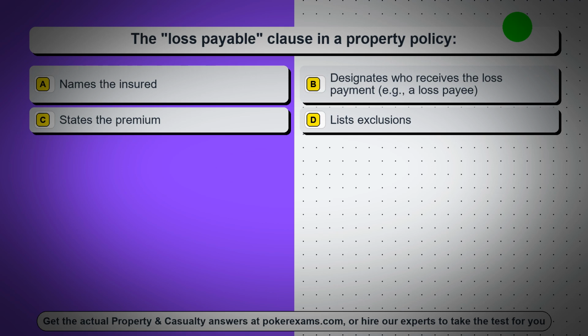Question 76. The loss payable clause in a property policy: Option A, names the insured. Option B, designates who receives the loss payment, for example, a loss payee.